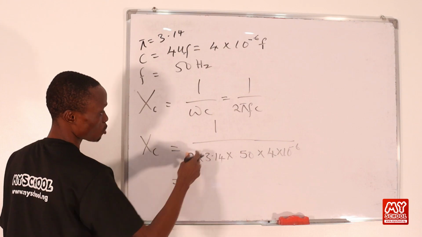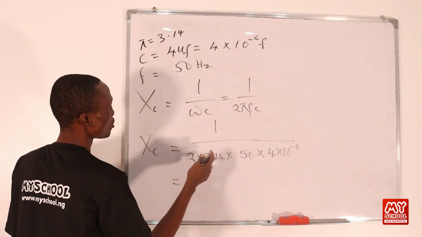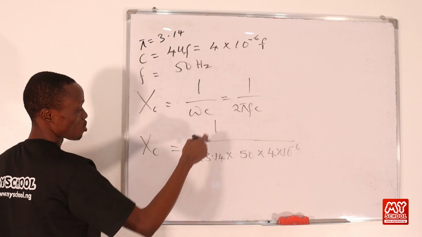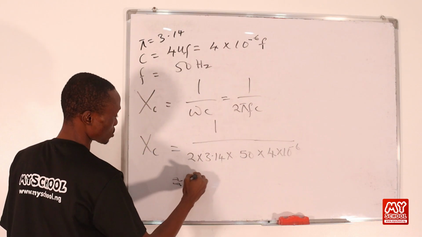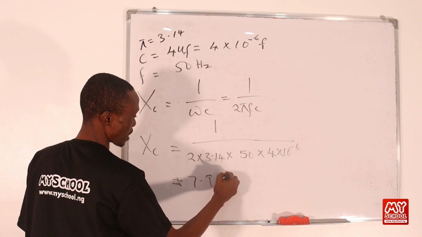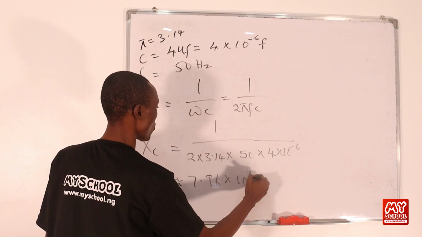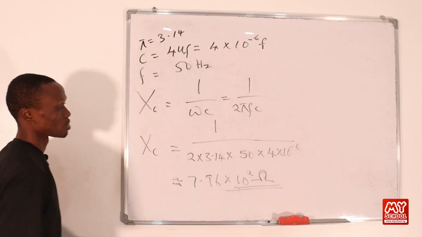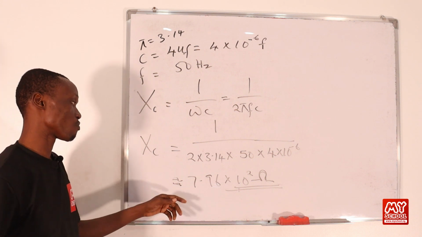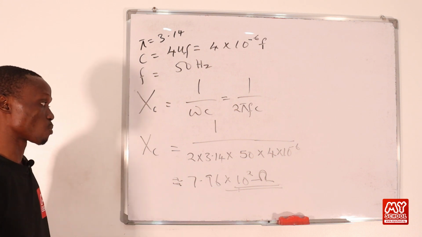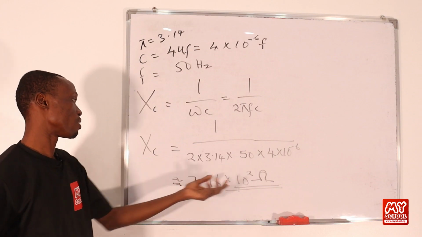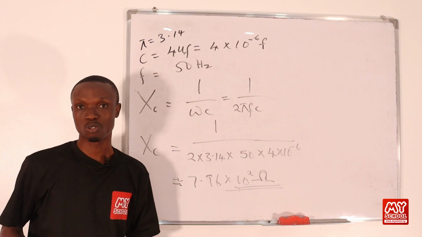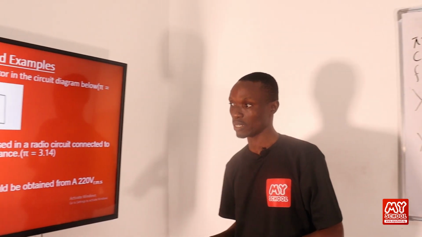So if we multiply the denominators, and divide it by 1, we'll be having approximately equals to 7.96 times 10 raised to the power 2 ohms. Okay, so this is what the resulting answer is going to be. 7.96 times 10 raised to the power 2 ohms. So this is the value of the capacitive reactance. Okay, so let's return back to the screen to continue with the other examples.